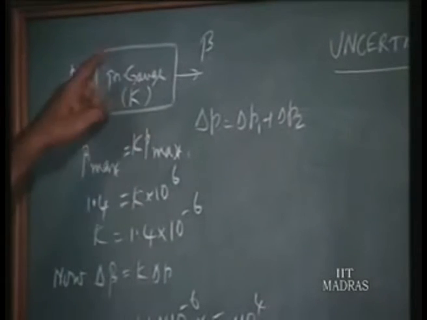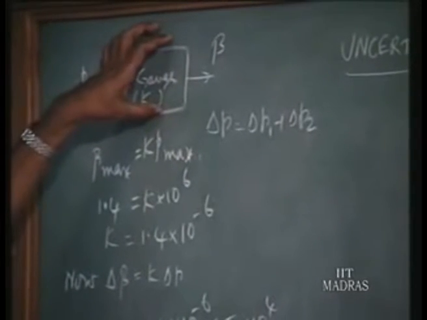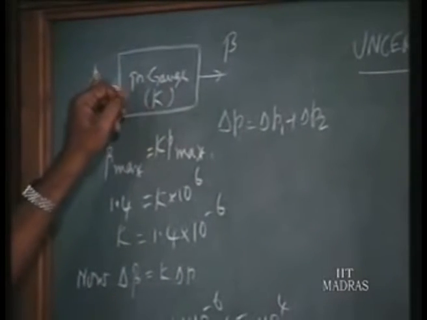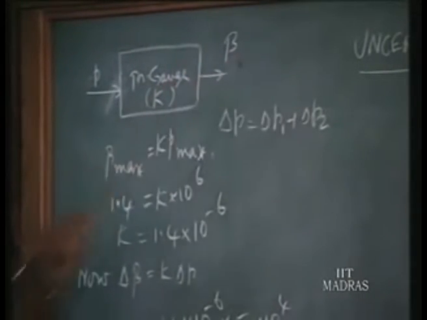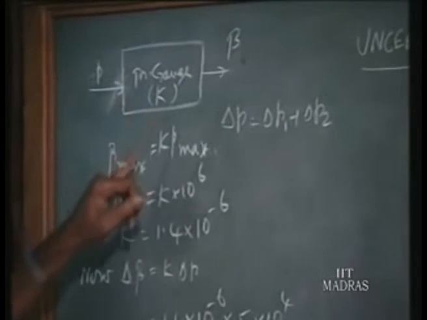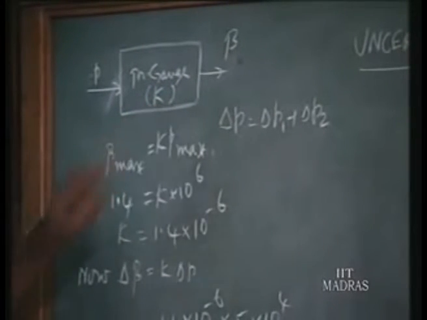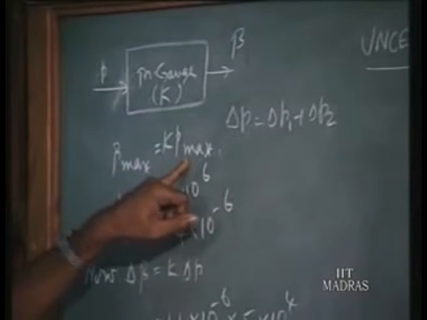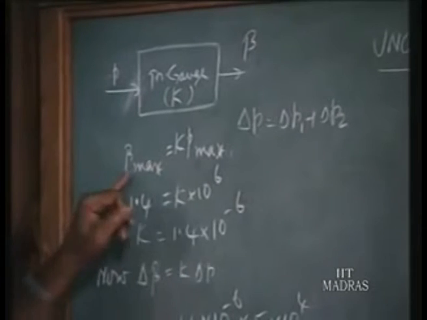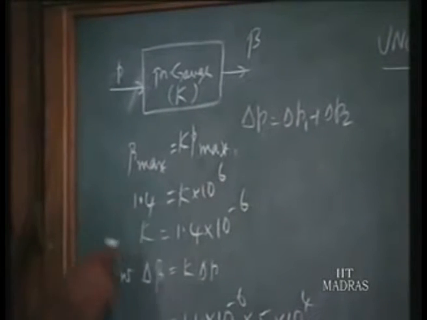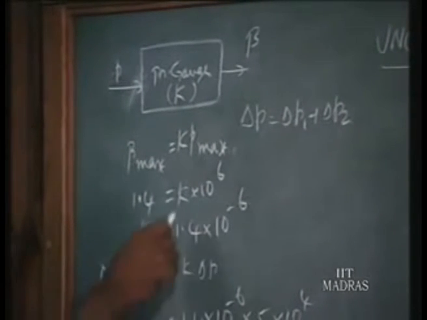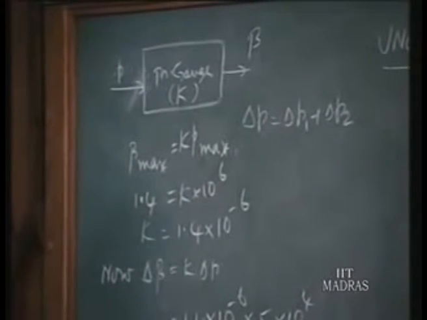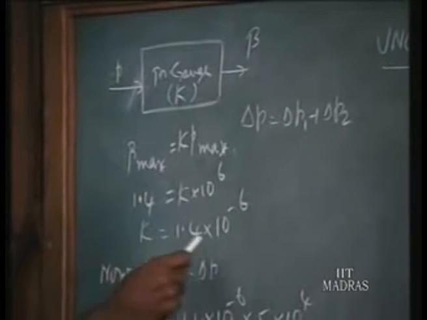For that, consider the whole instrument as one box, which converts pressure to angular rotation beta. Call this relation k, the gain. Now you can write that equation in terms of maximum values, beta max and p max. So beta max of 80 degrees, equal to 1.4 radians, is equal to k times the gain of the whole instrument, into 10 to the power 6, that is 1 megapascal. From this we find k.